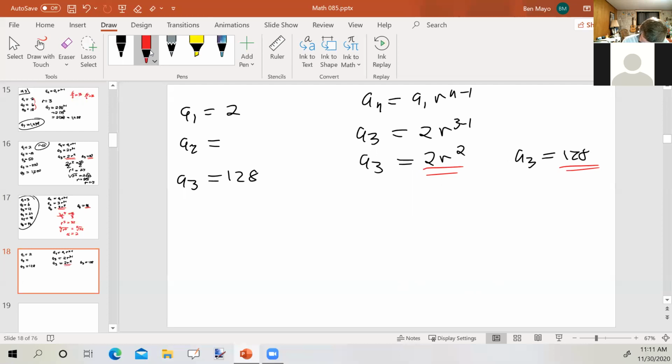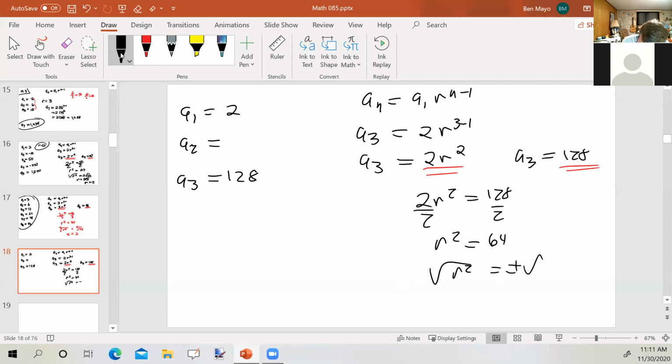So this equals that. 2r squared equals 128. Divide both sides by 2. r squared equals 64. Take the square root of both sides. r equals plus or minus 8. Now, unlike in a previous problem where it specifically said that r was negative, here it doesn't tell us. So basically, let's see here. Got to find the right spot.